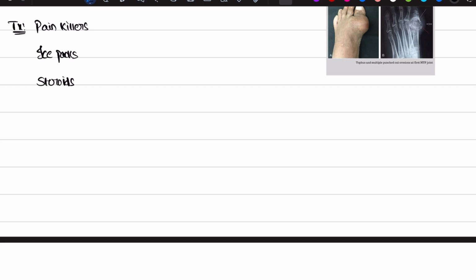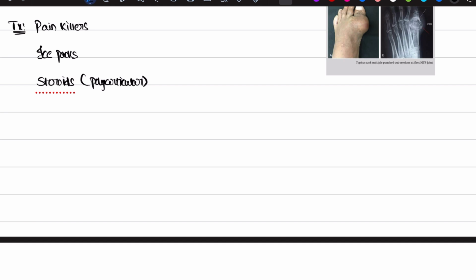When will we give the steroids? We don't give them when it only involves one joint. We give steroids if the disease is involving more than 4 joints. That is called polyarticular. This is known as polyarticular joint involvement.